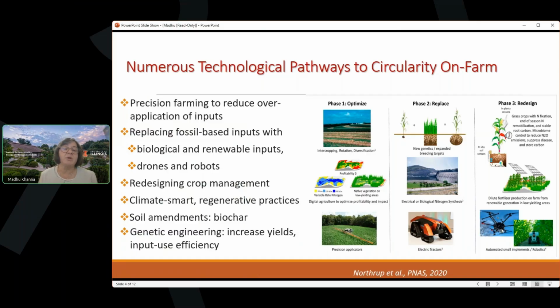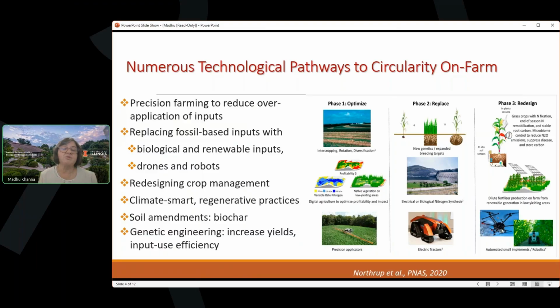Additionally, we are heavily reliant on fossil fuel-based inputs, both directly as energy into our production system, or as inputs like fertilizer and pesticides. And replacing these with biological and renewable inputs, or with new AI-based technologies that can mechanically do farm operations that used to previously rely on chemicals, can significantly reduce environmental harm.